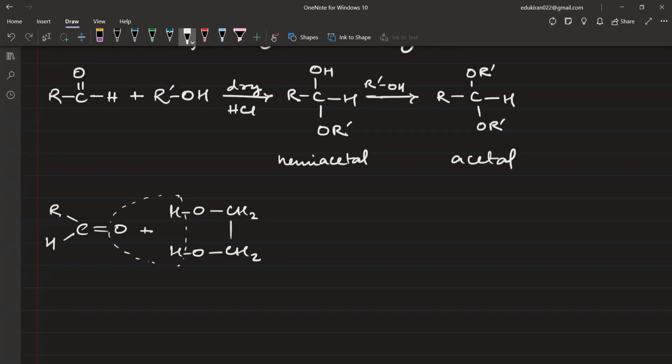And in this dihydric alcohol, the hydrogens of alcohol get taken away with this carbonyl carbon's oxygen, and you have R, CH, OCH2, and then there's a bond between both of these. And this is cyclic acetal.